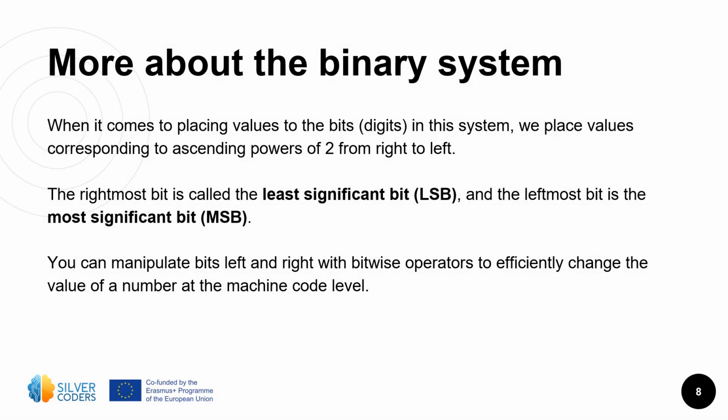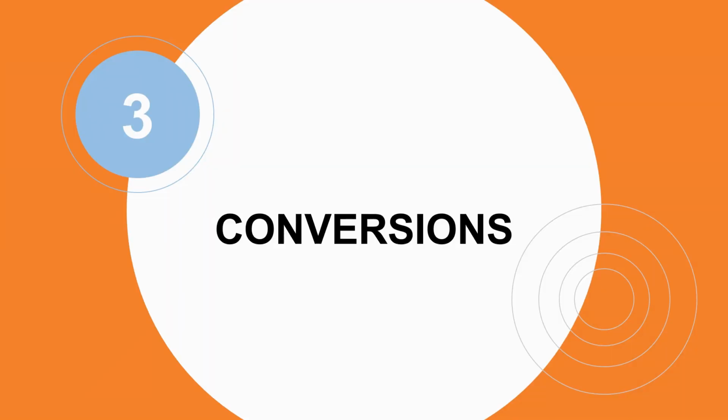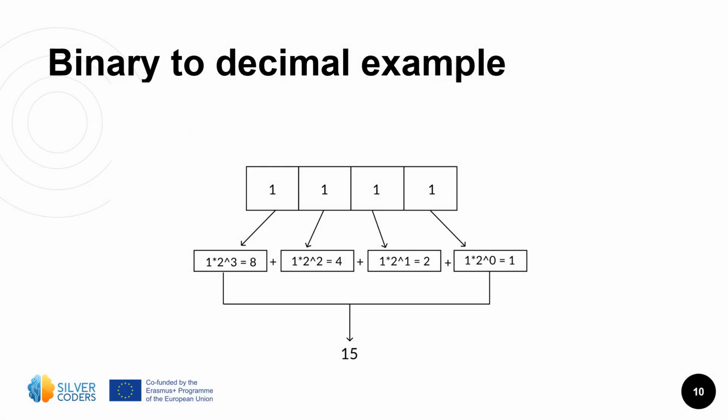When it comes to placing values to the bits, digits, in this system, we place values corresponding to ascending powers of 2 from right to left. The rightmost bit is called the least significant bit, LSB, and the leftmost bit is the most significant bit, MSB. You can manipulate bits left and right with bitwise operators to efficiently change the value of a number at the machine code level. And here is an example of how to calculate the corresponding decimal number from a binary number.